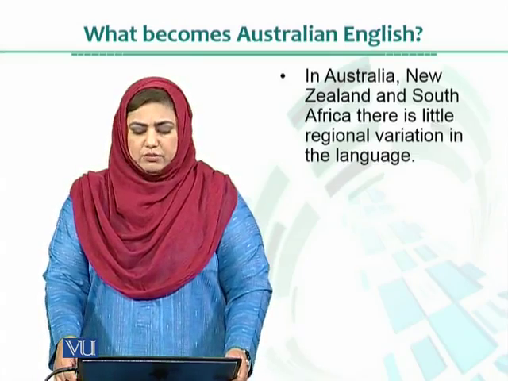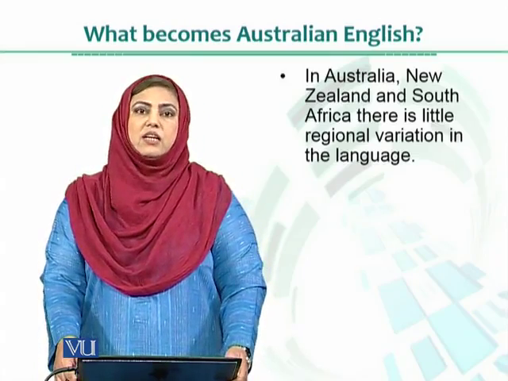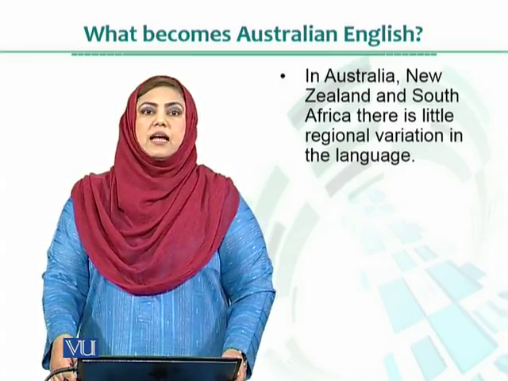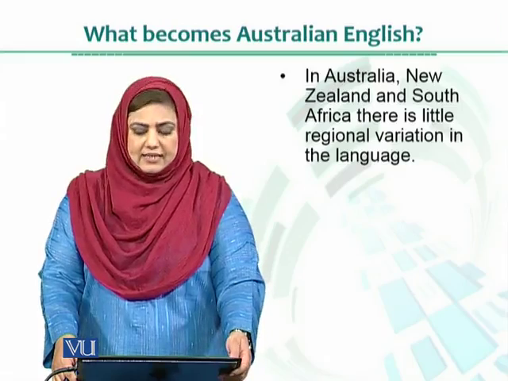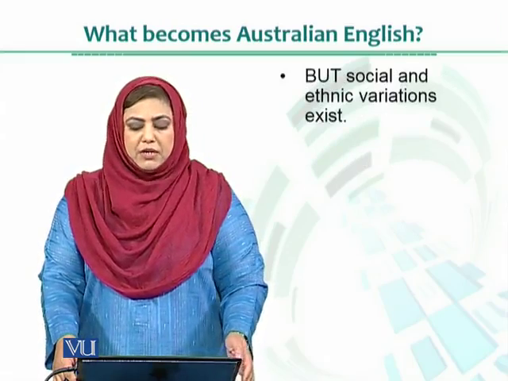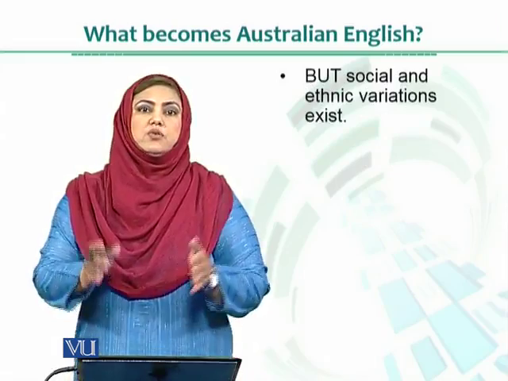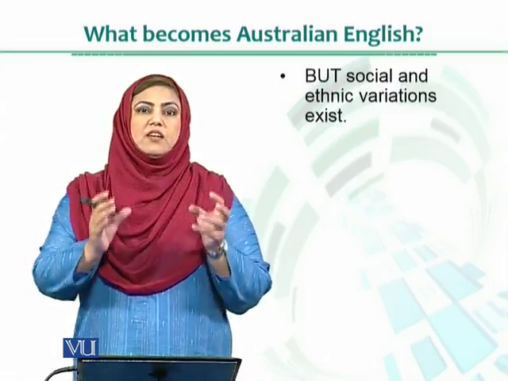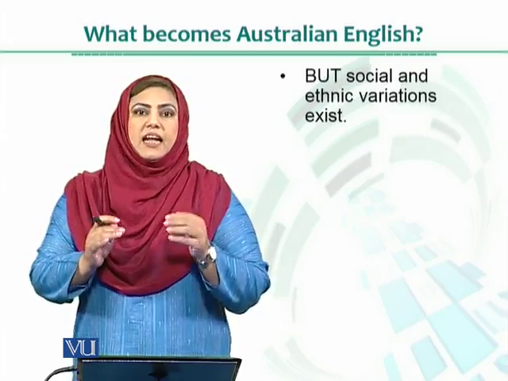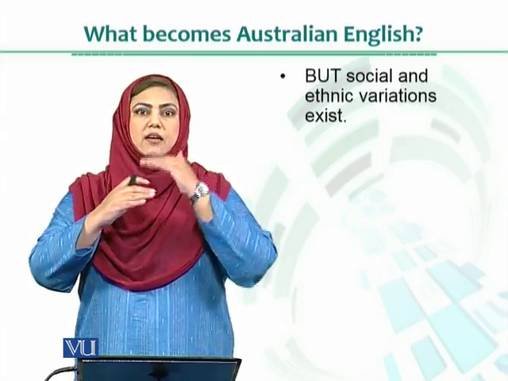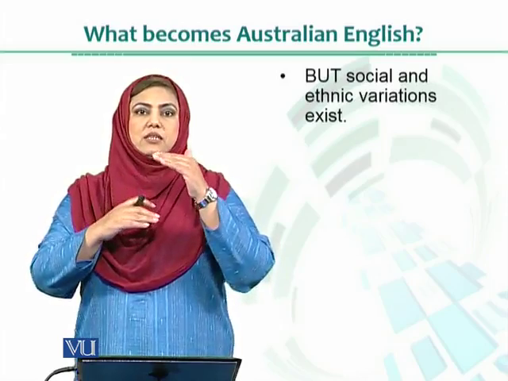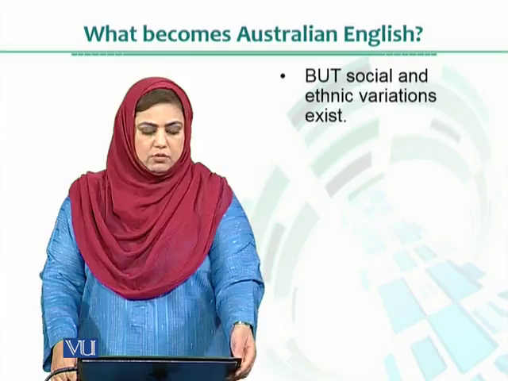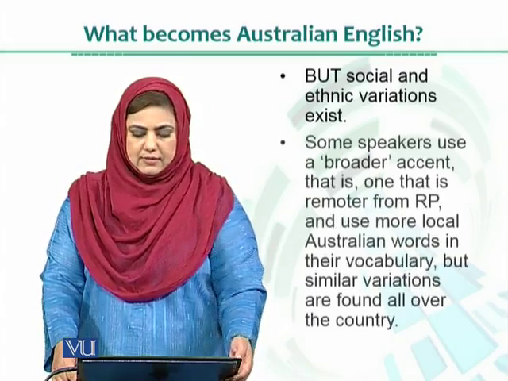In Australia, New Zealand, and South Africa, there is little regional variation in language, in fact. And what we find is that a standard language is used. But social and ethnic variations do exist. Different ethnic groups would use different varieties. And also in terms of social strata, the classification on the social ladder would refer to different options of varieties.